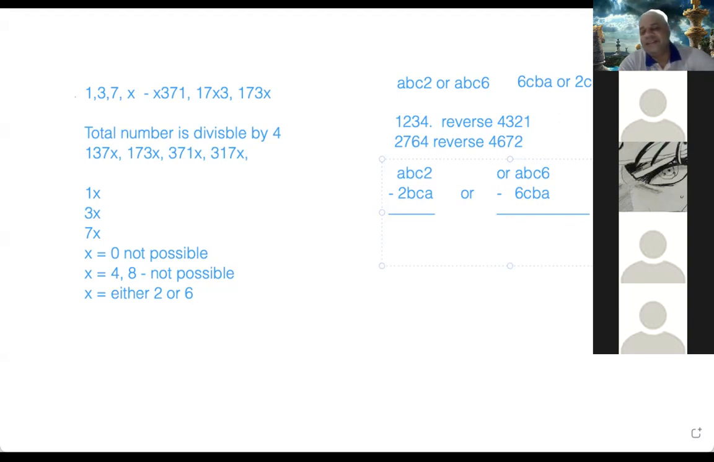Correct. You are right. So that is the logic. That's how you say it. So first we check whether A can be 1. It is possible in the case of ABC6 for A to be 1, but then 1BC6 minus 6CB1 will be a negative number. It will not be 4635. So A is not 1.